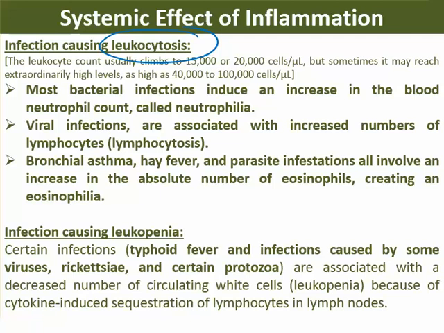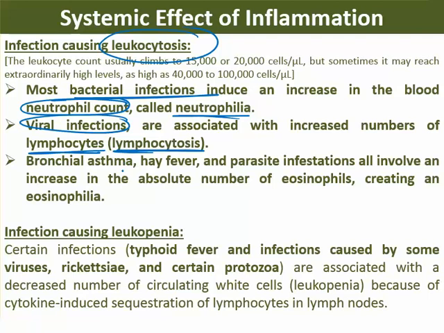It will be increased. And if it is bacterial infection, neutrophils will be increased. That is called neutrophilia. If it is viral infection, lymphocytes will be increased. That is called lymphocytosis. If any allergic condition, asthma or hay fever, or any parasite infection, eosinophils will be increased. It is called eosinophilia.